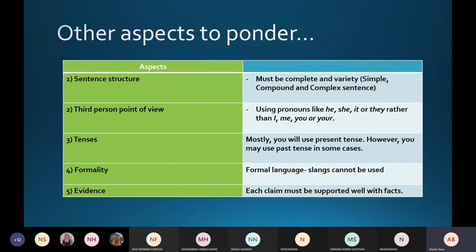Or like how people use "bro", something like that. If you use it in guided writing, email or letter, it's okay. But for an essay, it must be avoided. You must use formal language because it's an academic essay.